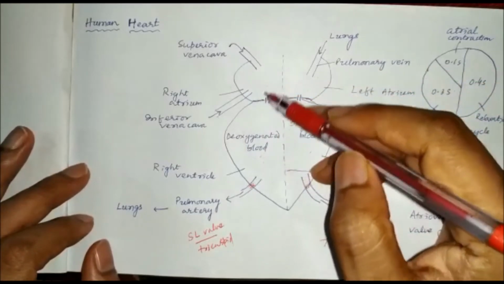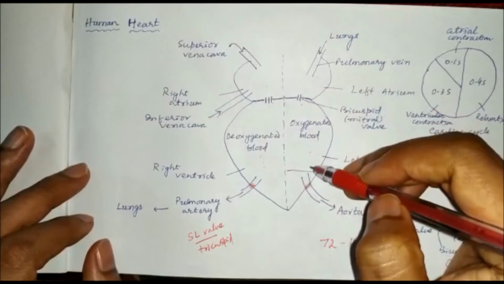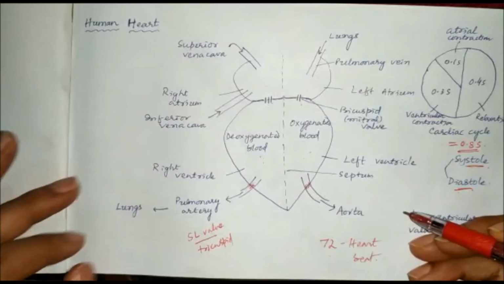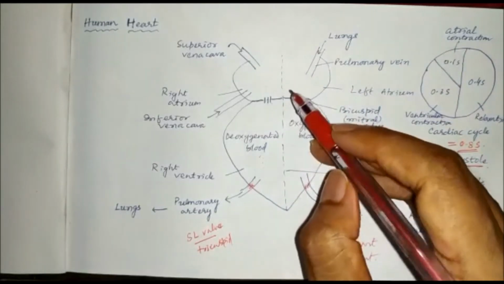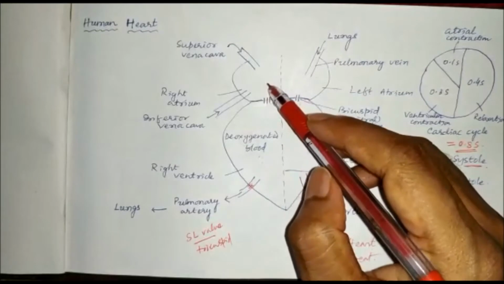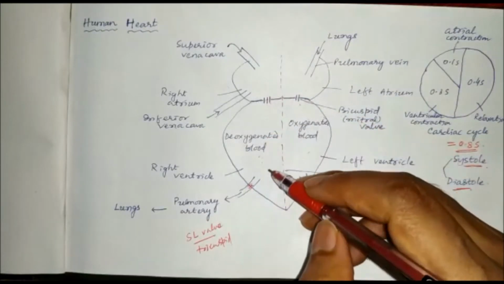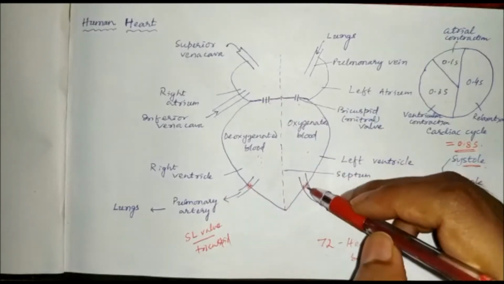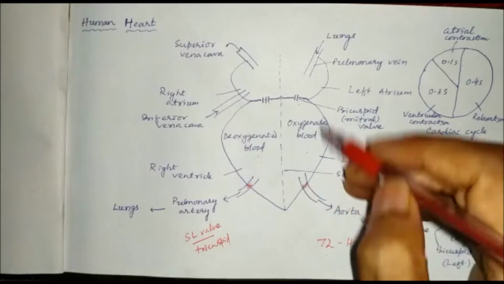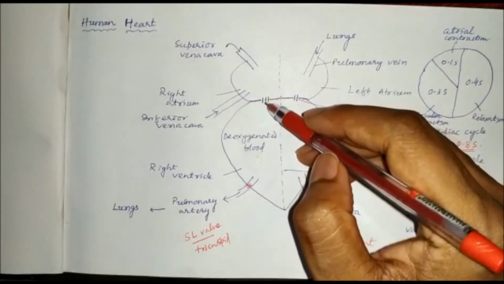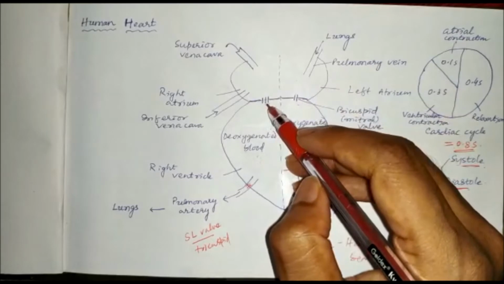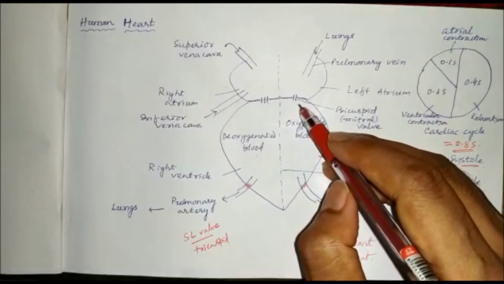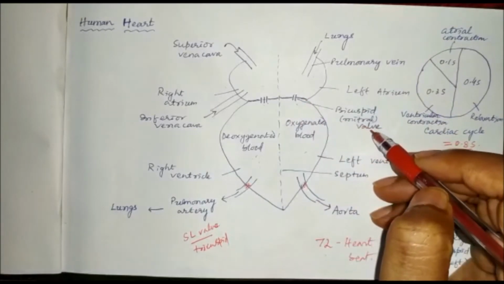The right side deals with the deoxygenated blood and the left side deals with the oxygenated blood. The right side is separated from the left side by the septum, and there are valves connecting the atrium and ventricle, and then from the ventricle to the pulmonary artery or aorta by semilunar valves. So atria and ventricles are connected by atrioventricular valves. The right side atrioventricular valve is tricuspid, and the left side atrioventricular valve is bicuspid. This is also called the mitral valve.